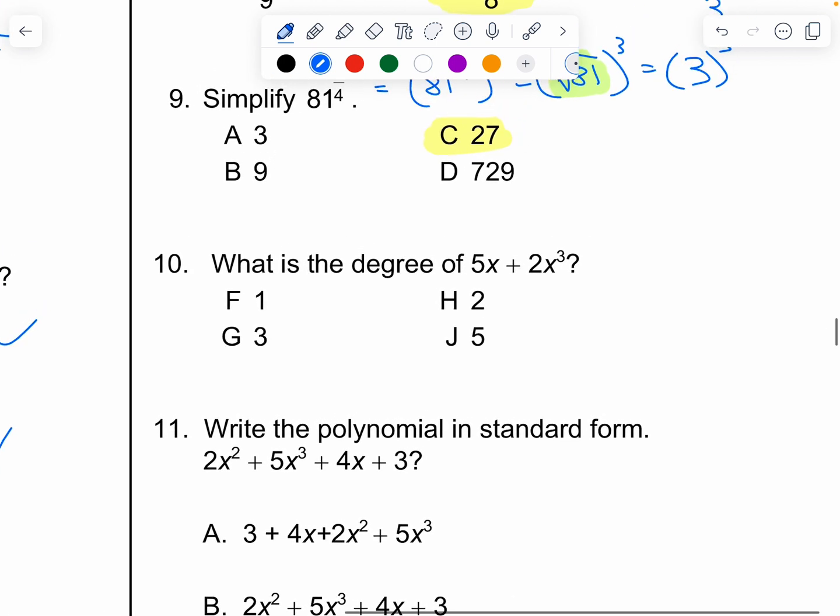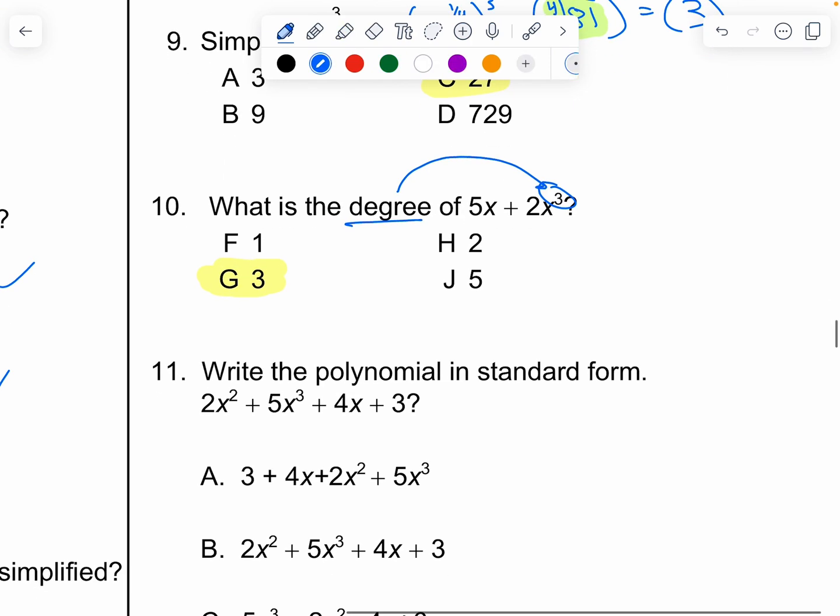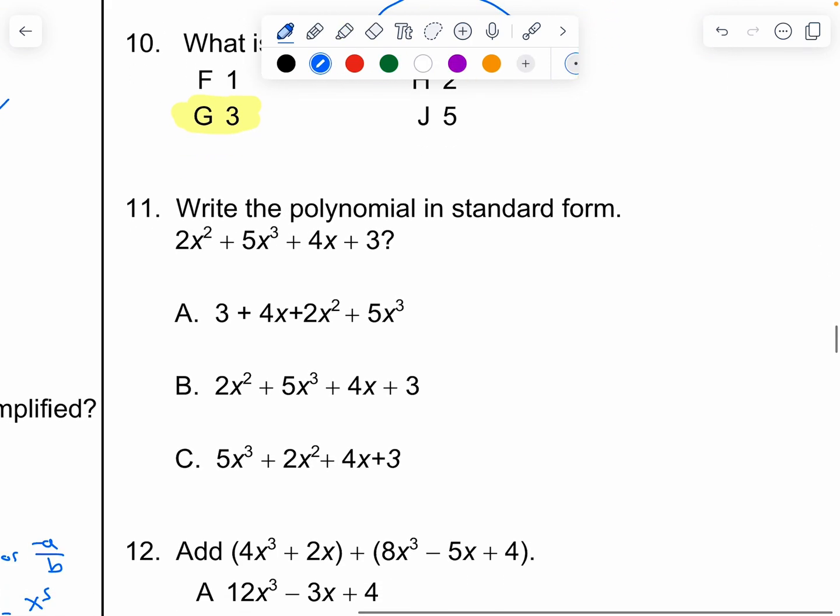All right, a vocab question. The word degree refers to the exponent of the highest value, 3. So this is a 3rd degree polynomial. Standard form. Standard form would be the form in which the polynomial is written in descending order of power. So we want the highest power, the highest exponent to come first.